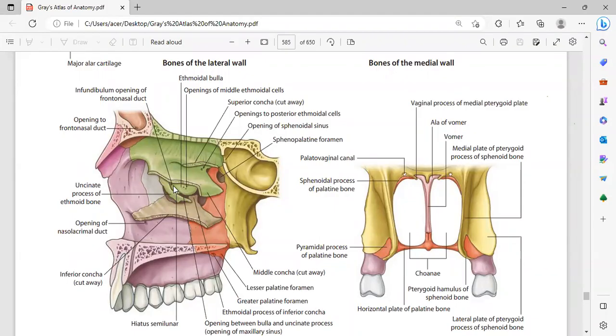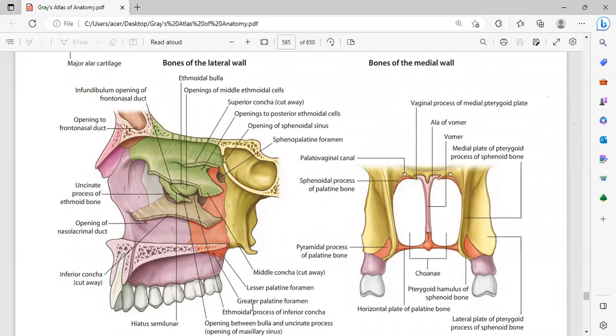Into this hiatus semilunaris, there are two structures which open. That is the duct of the frontal sinus. This is the frontal sinus, right? That will open here into the hiatus semilunaris, and also the duct from the anterior ethmoidal air sinus. Both of those will open here into the hiatus semilunaris. Then the opening of the middle ethmoidal cells is here in the ethmoidal bulla.